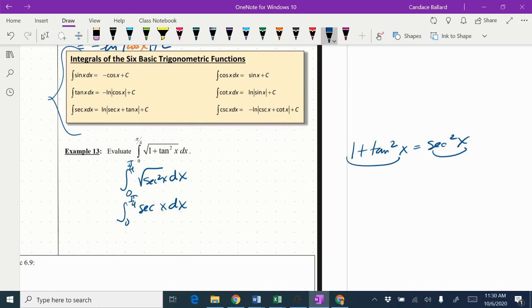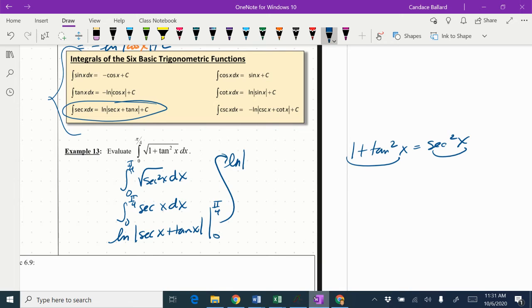Now I know that this is actually one of my newly memorized integrals. So when I integrate it, I'm going to get the natural log, absolute value of secant x plus tangent x, and then we're not doing plus C because we're definite, so from 0 to pi over 4. So I'm going to go ahead and substitute those in.